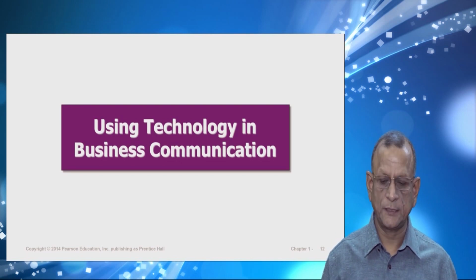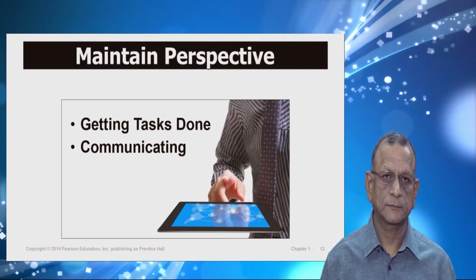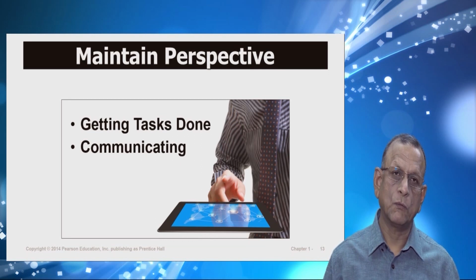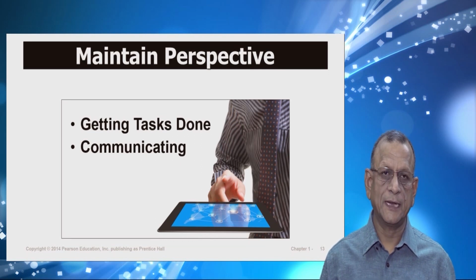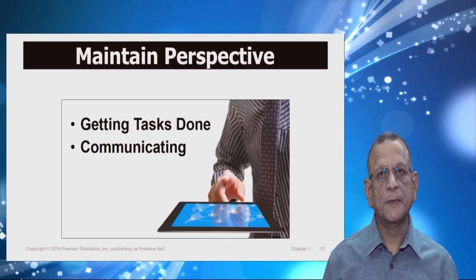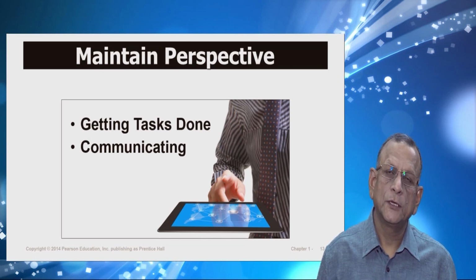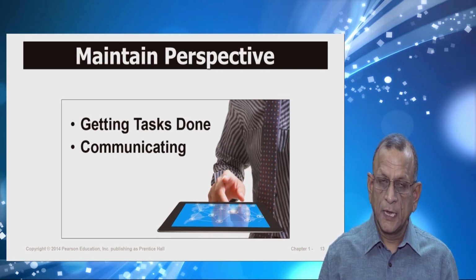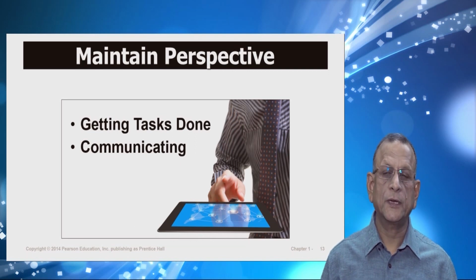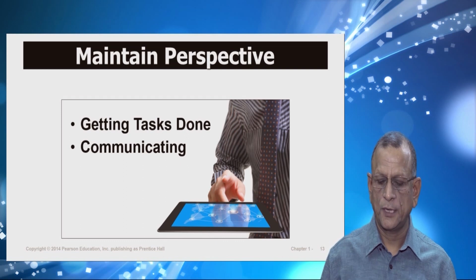So, using technology in business communication. How is this communication technology being used? One, to get tasks done, and two, to communicate. This is the perspective with which we are going to use technology. Although this technology is not only being used for getting tasks done or communicating, it has also created a lot of distractions for the human resource in the organization.